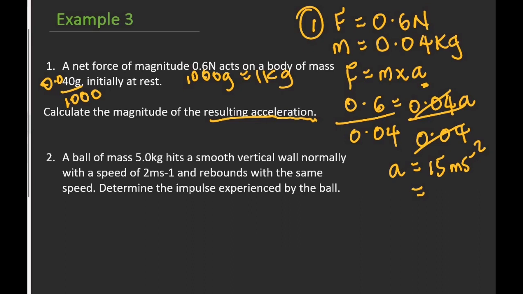A ball of mass 5 kg hits a smooth vertical wall, normally with a speed of 2 meters per second, and rebounds with the same speed. Take note of that. Determine the impulse experienced by the wall. I said impulse earlier when I gave you the formula. You can rewind a bit: force times time is also equal to change of momentum.